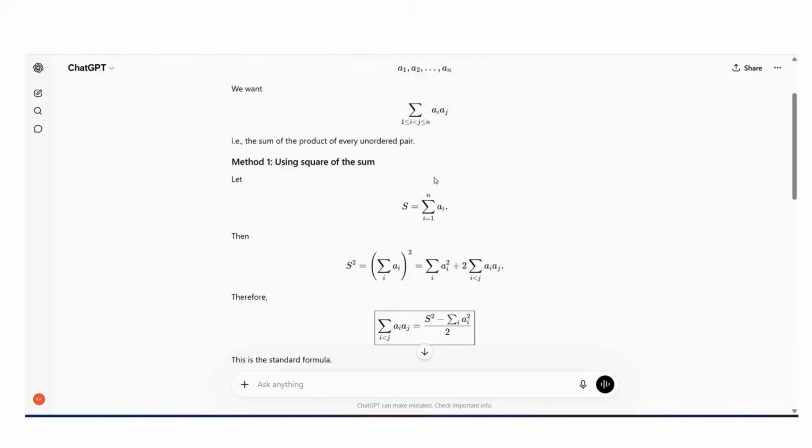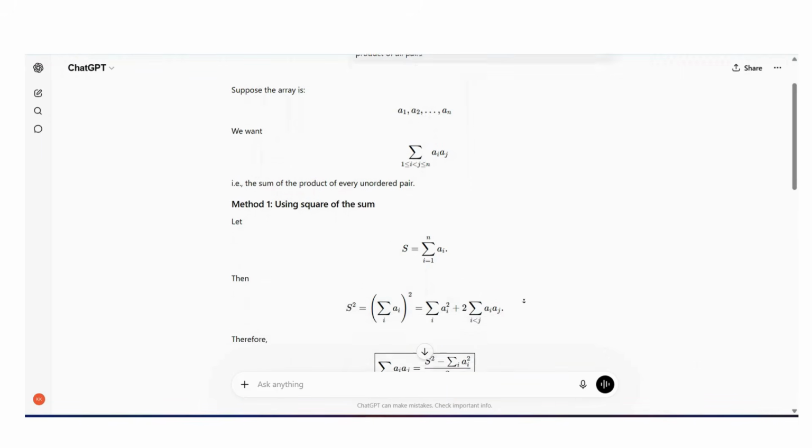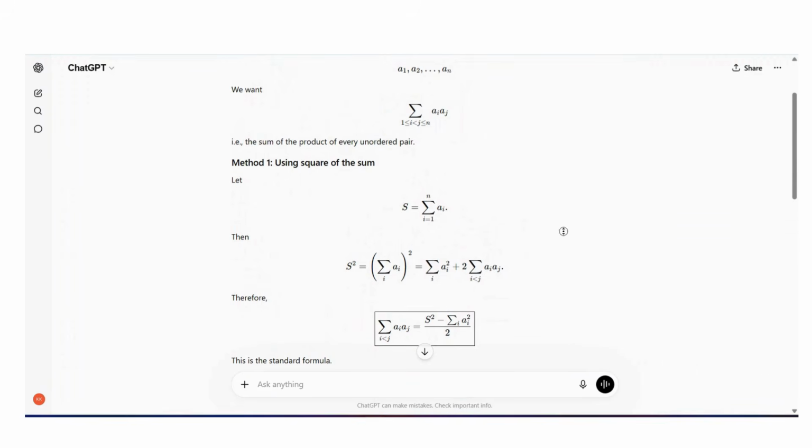Okay? Look, there are two methods. I will teach you everything. Okay? One is the square sum method. Okay? You can memorize this formula if you want.